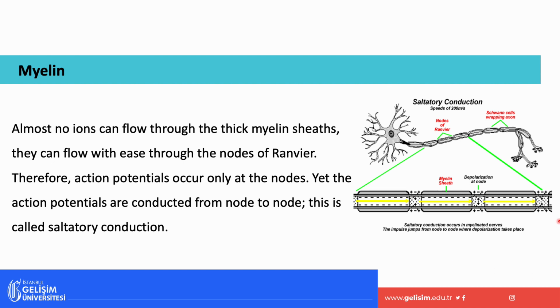So saltatory conduction is a faster and more energy efficient method of conduction compared to conduction along an unmyelinated nerve fiber. This is because the action potential, as we said, jumps from one node of Ranvier to the next rather than requiring the depolarization and repolarization of the entire length of the axon. So overall, the myelin sheath and the nodes of Ranvier play a crucial role in the rapid as well as the efficient transmission of electrical signals along the nerve fibers.